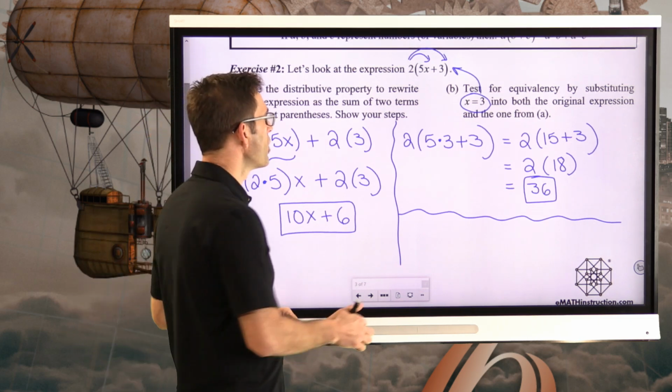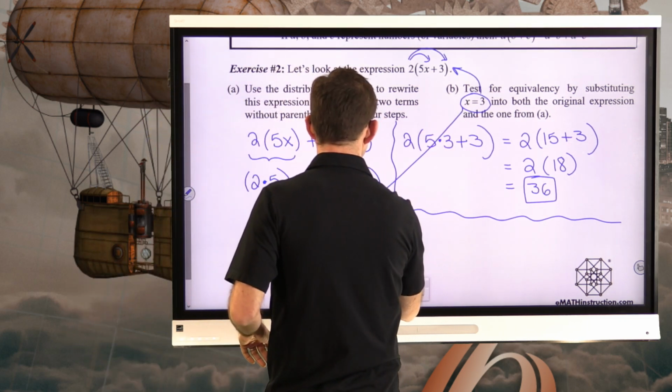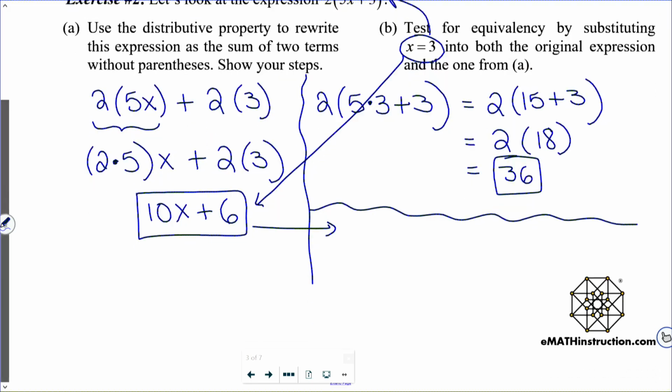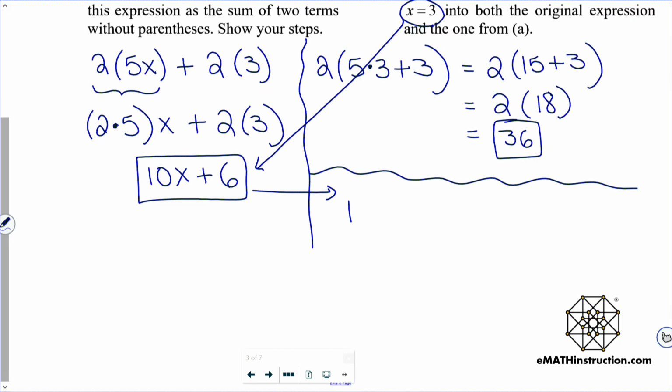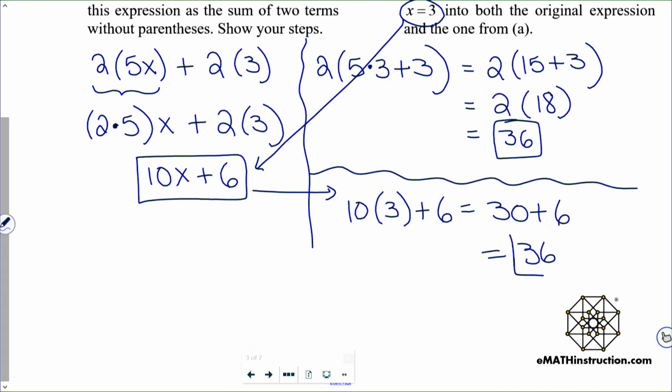So let's evaluate that one. Now when I take x equals 3 and I plug it into that expression, let me bring this up a little bit so we've got some more room, move my icon down, I'm going to get 10 times 3 plus 6. Order of operations says I should do the multiplication first. 30 plus 6, do the addition second, gives me that 36.